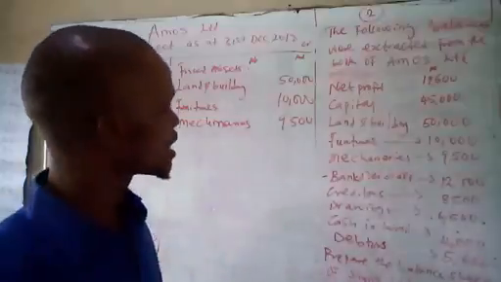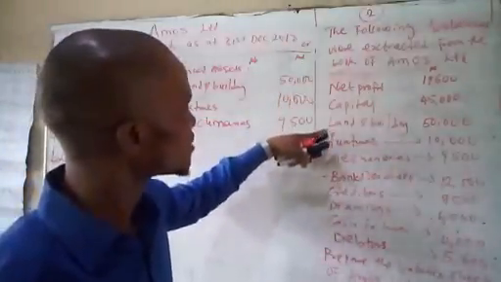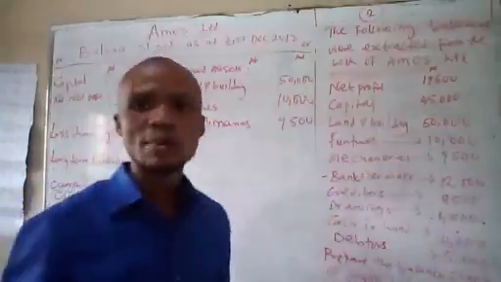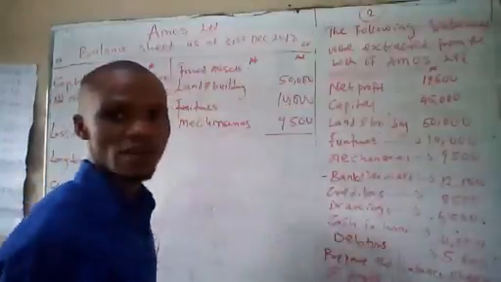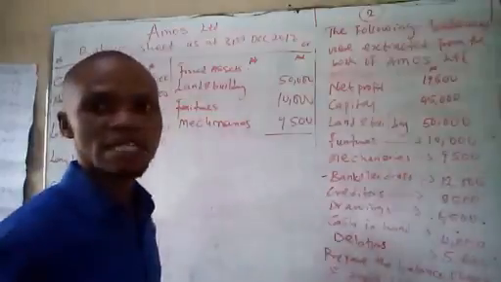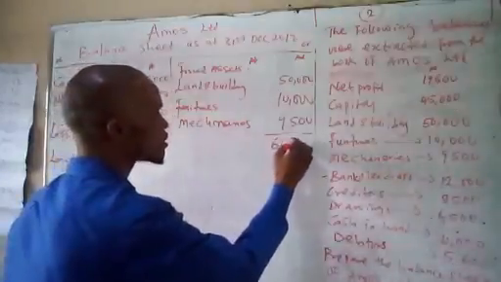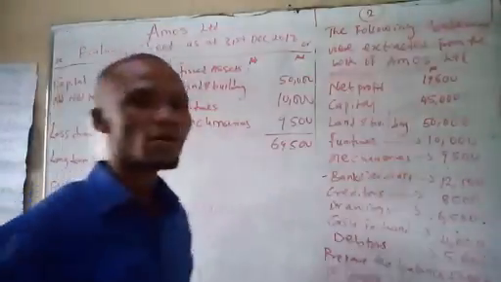Machineries is 9,500. Let's check through again. Do we have other fixed assets? So that is all about fixed assets. Then you add them together. What do we have? 50,000 plus 10,000, we have 60,000. 60,000 plus 9,500, we have 69,500. That is all about fixed assets.